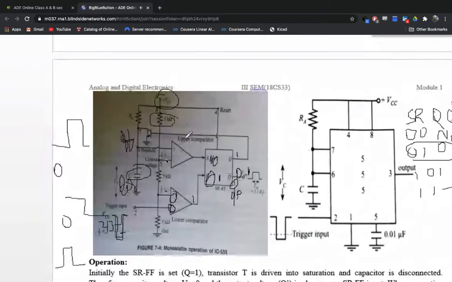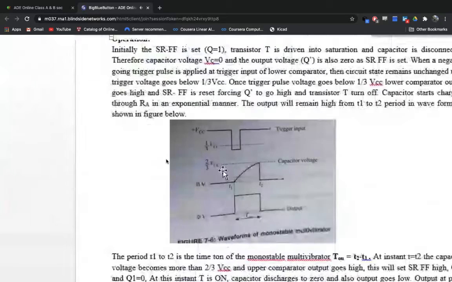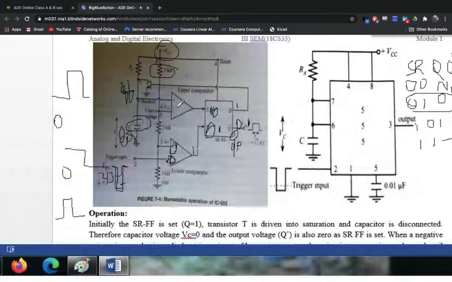So let me show you the output. Okay, so now this is the trigger input. As soon as it falls below 1/3 VCC, you can see here the output goes on and this capacitor starts charging. Okay, so this state of the circuit will continue till the voltage at this capacitor charges up to 2/3 VCC. You can see here, this threshold pin is connected to this capacitor, correct? So once the capacitor charges to 2/3 VCC, then what happens?